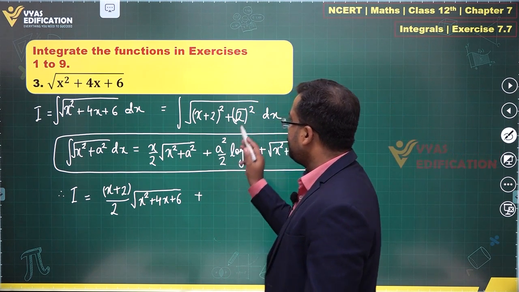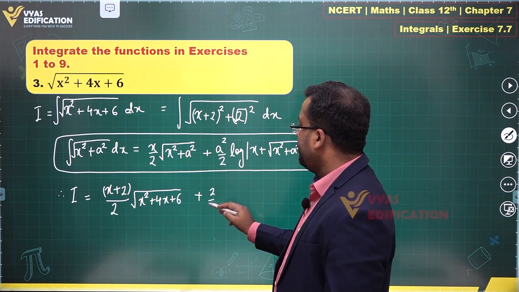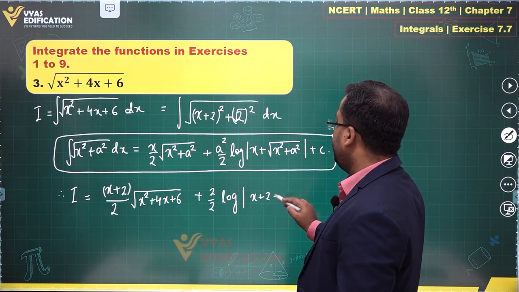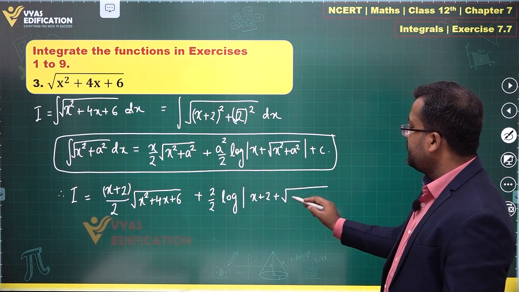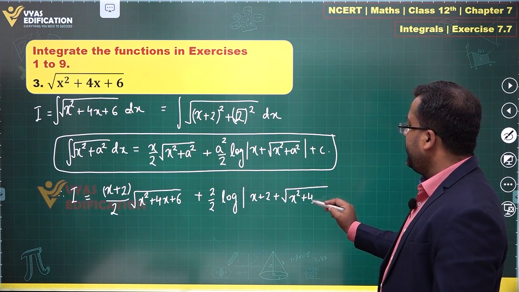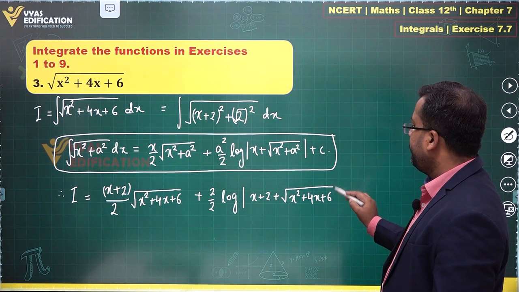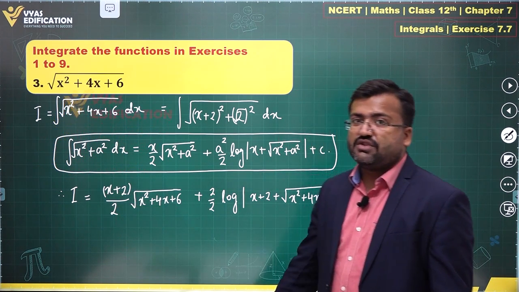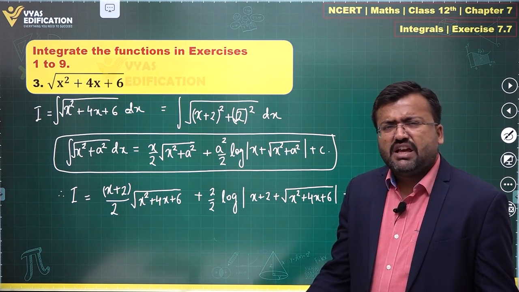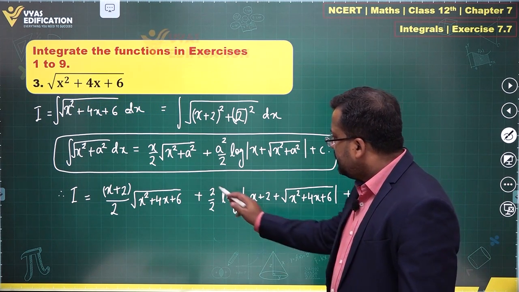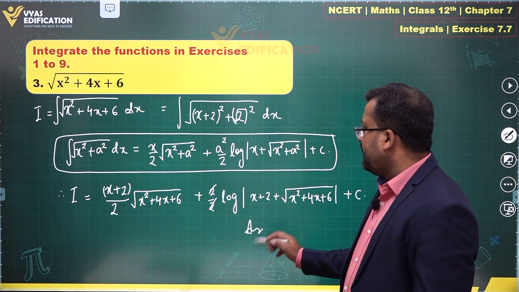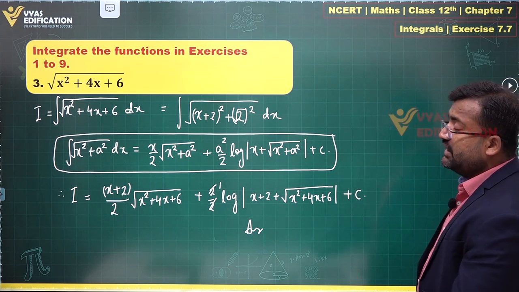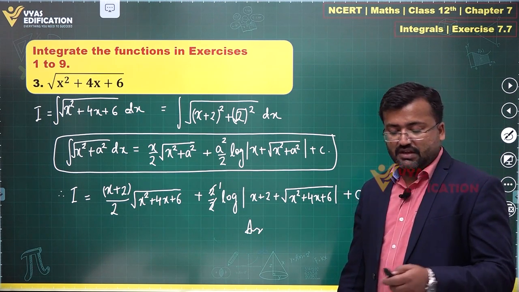Then you have plus a square by 2, which is 2 by 2 log modulus x plus 2 plus under root of x square plus a square, which is again x square plus 4x plus 6, plus a constant. At the end, we'll have to divide with the coefficient of this x, which is 1. Division by 1 is as good as not dividing, right? So this goes away, and yes, that is the required answer for this particular question. Is that all? Yes, that's all for this third question, as you can see over here.